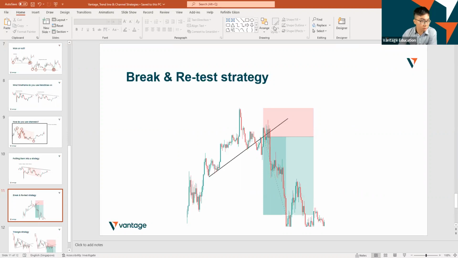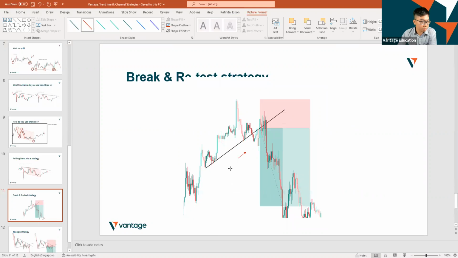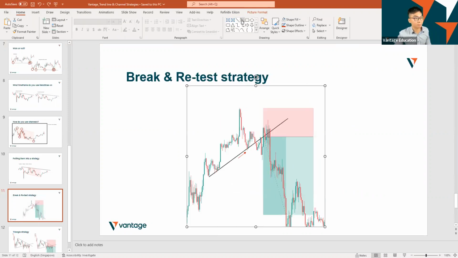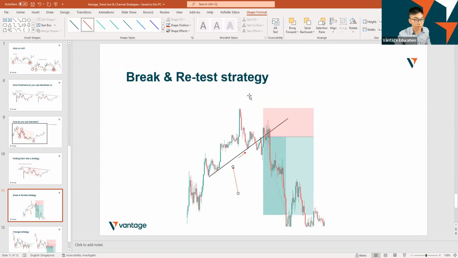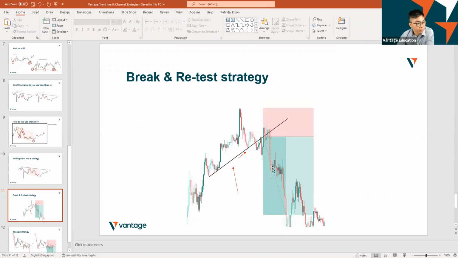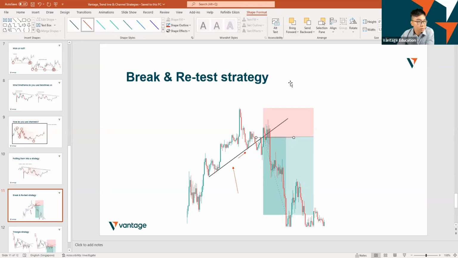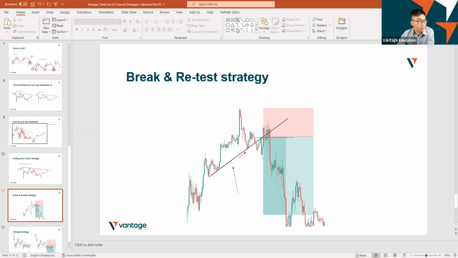So this, as you can see on the chart, is a classic ascending trend line. So what we can do is we wait for price to break below the trend line, and then we enter the sell on the retest. Sell here with our stop loss at the top of the entire thing.